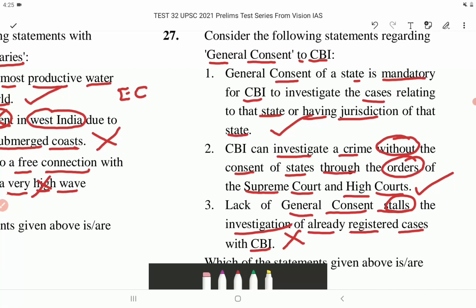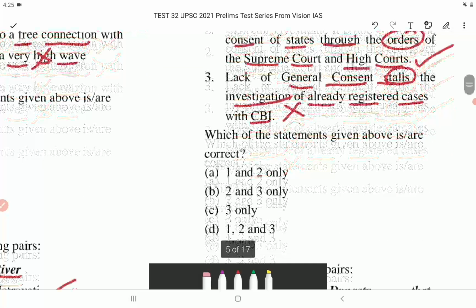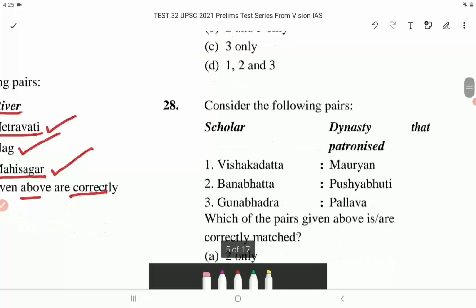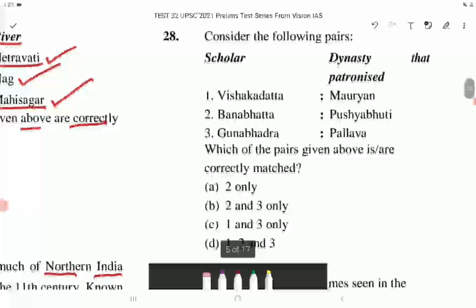Which of the statements given above is or are correct? The correct answer is option A, that is 1 and 2 only. Now let's come to next question, that is question number 28.